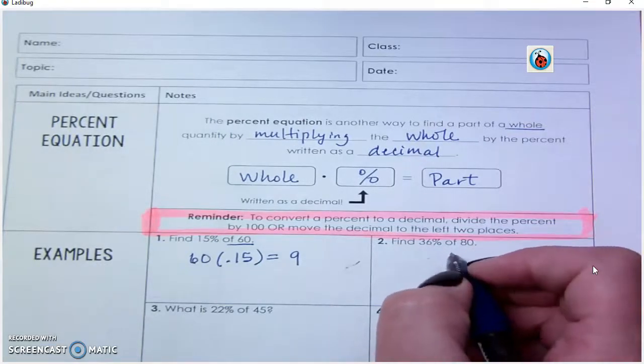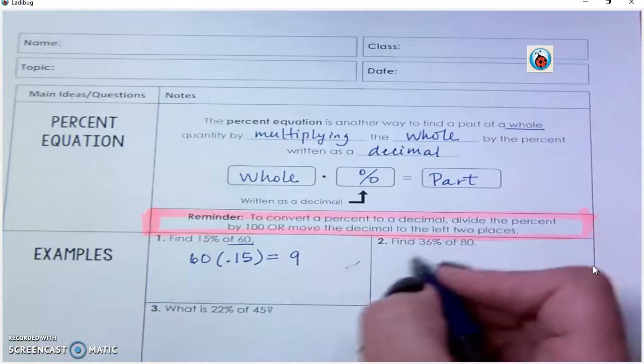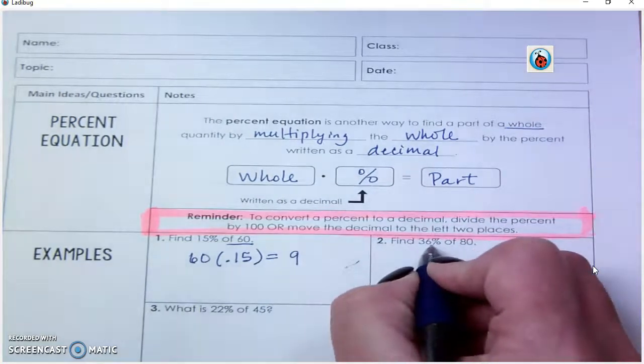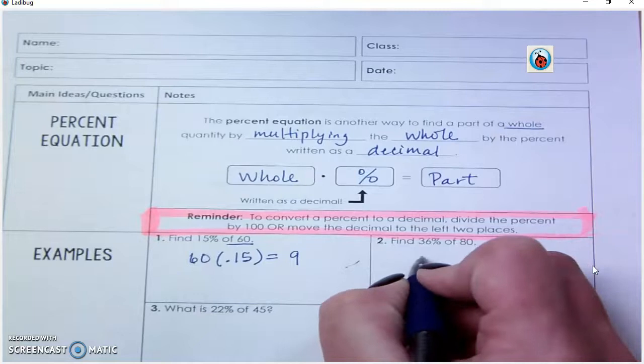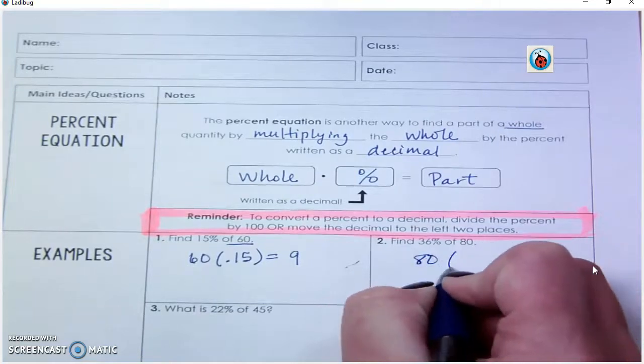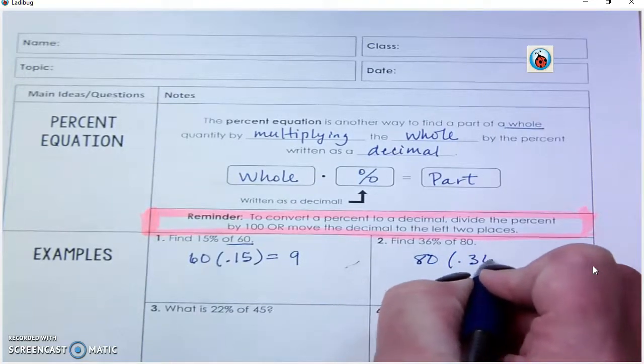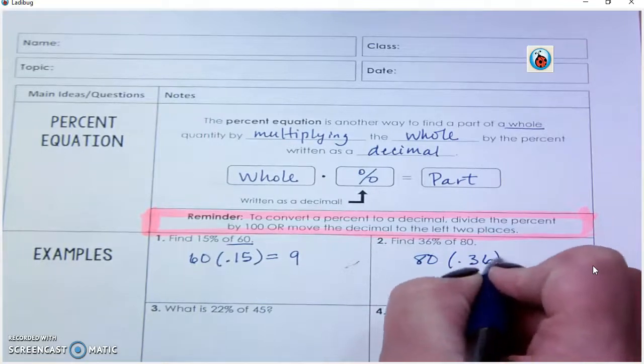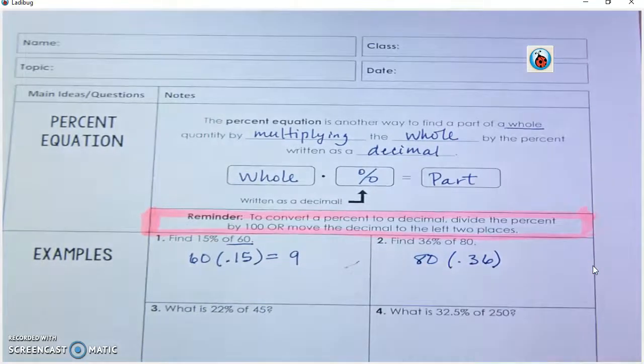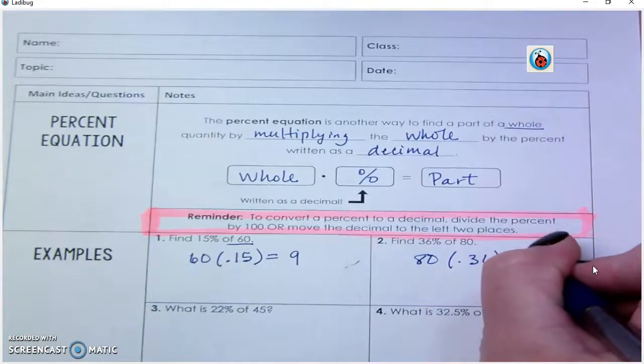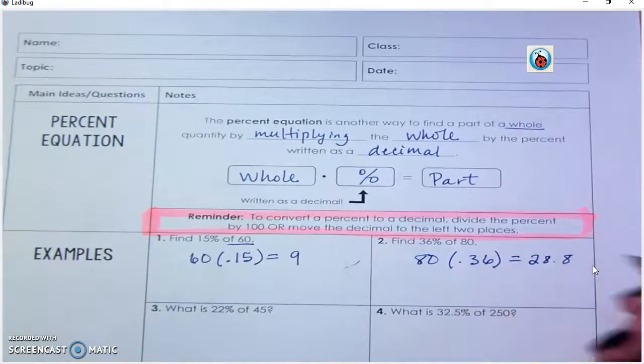Don't forget, guys, we are going to see a variety of decimals in the next few days. Not going to be just 5, 10, 15, and 20. So again, find 36% of 80. So 80 is the whole number, 36% is 36 hundredths, and then we will multiply these two numbers to come up with 28 and 8 tenths.